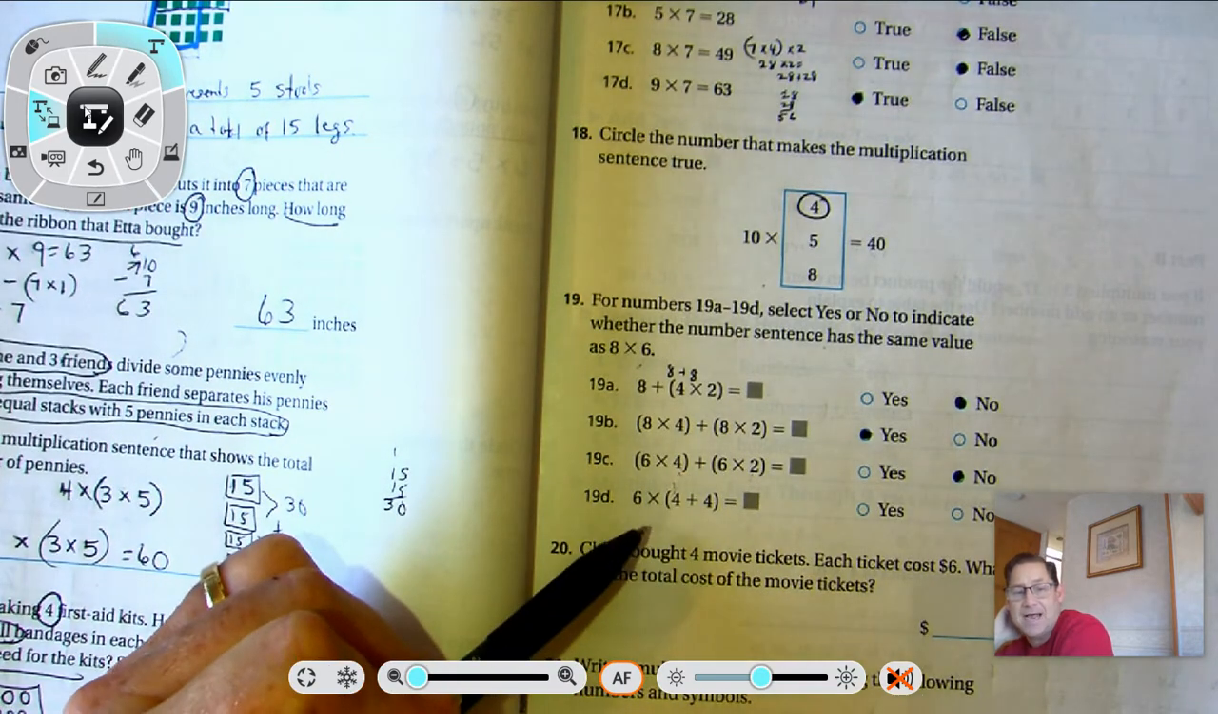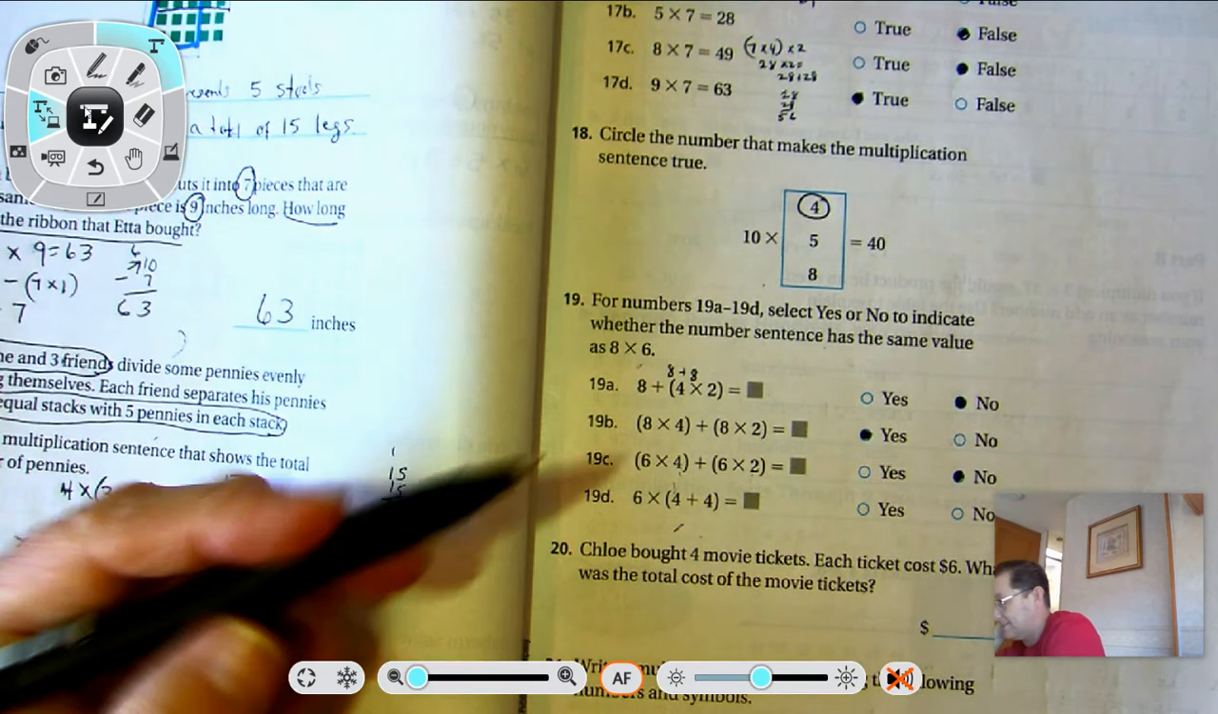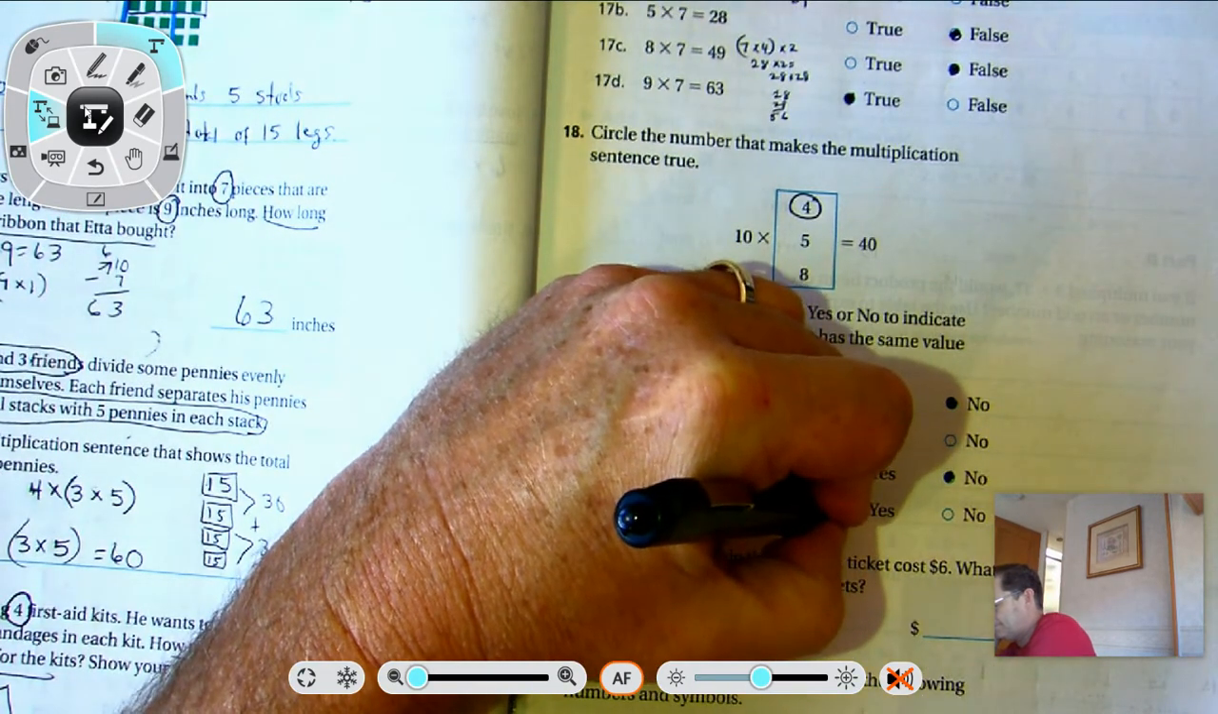All right, 6 times 4 plus 4. Well, 4 plus 4 is 8, and 8 times 6 is the same, so yes.